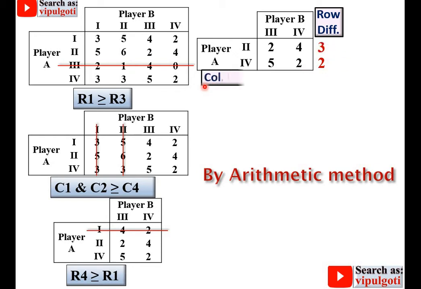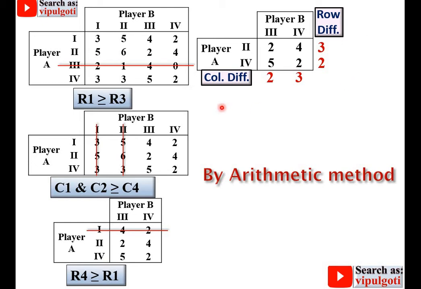Similarly, find the column difference. So here you can see the difference is 3. But you should write it on the opposite side, that means near to column 2. Similarly, the difference of this is 2. And you should write it on the opposite side. So near to column 1.